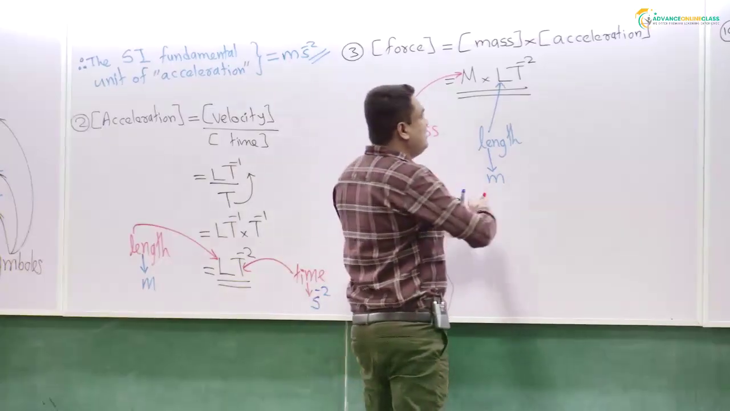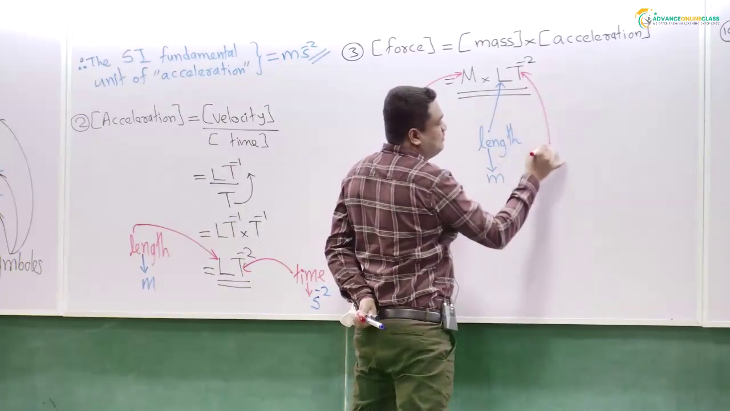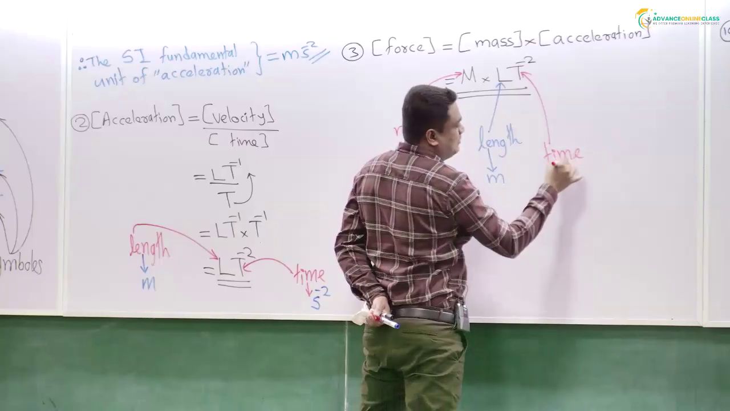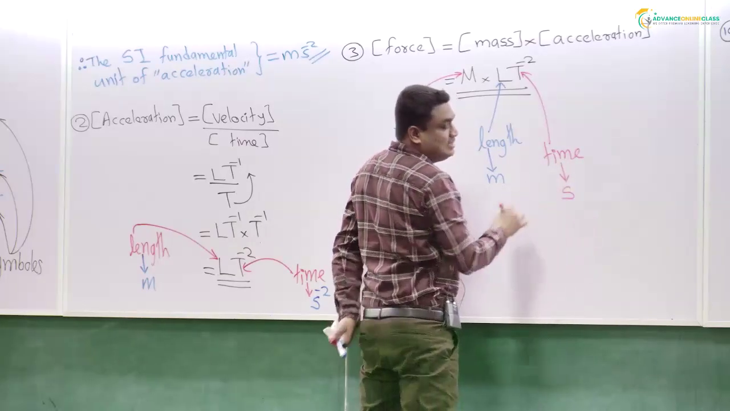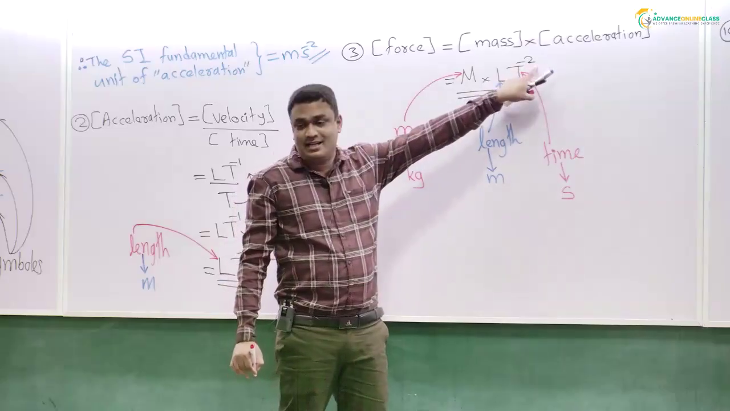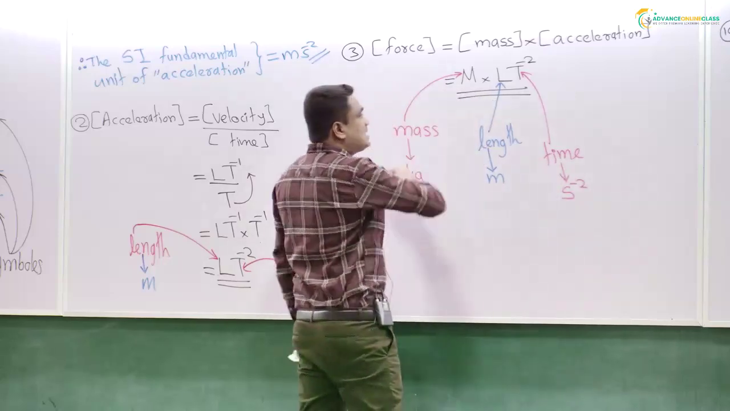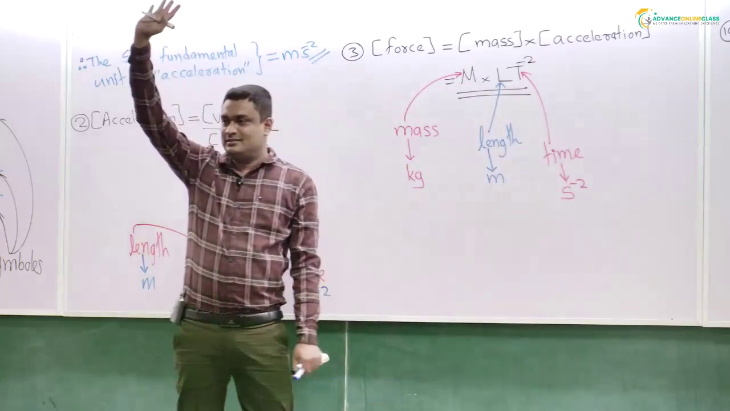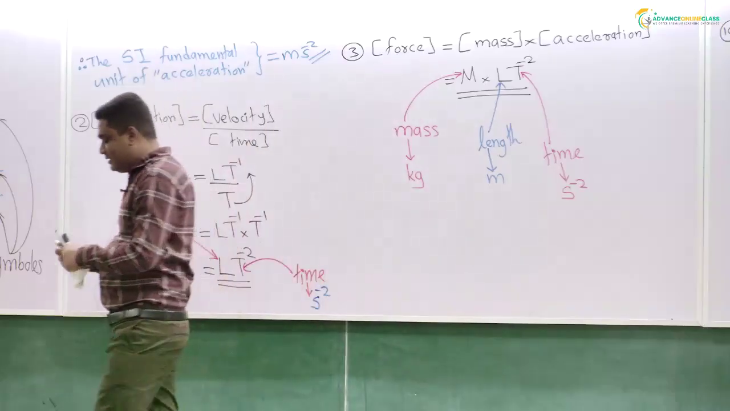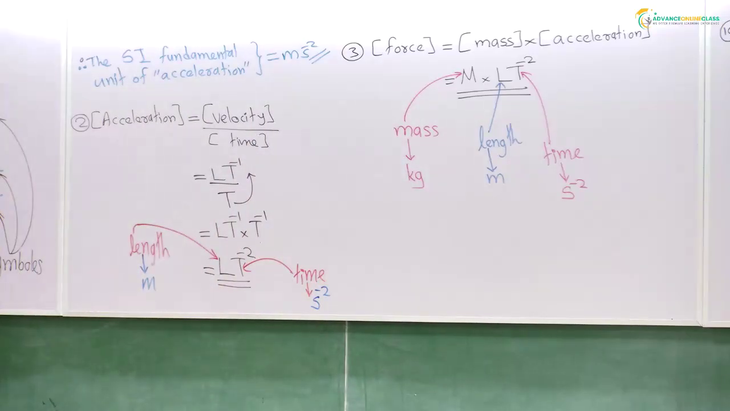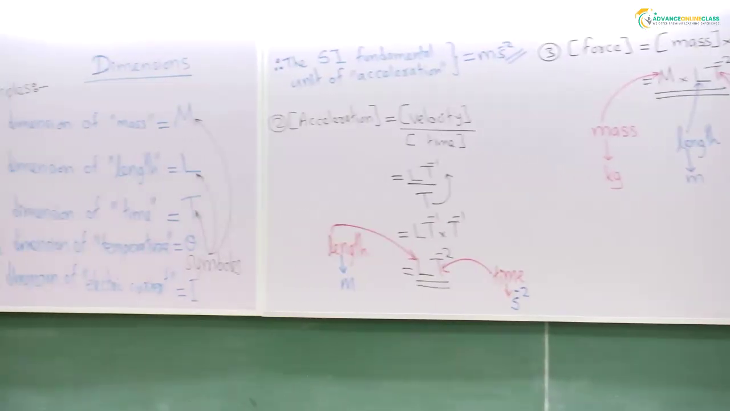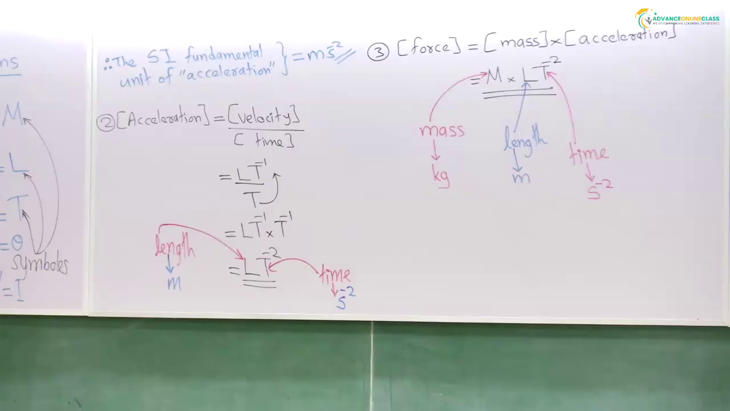T is the dimension of time. SI unit of time, seconds. T to the power minus 2, so s to the power minus 2. Who has written exactly like this? Please write like this. This is a method. Actually, no logical reasons. This is a method that can be used to find the fundamental units of a physical quantity. Okay, dear? It's a method.